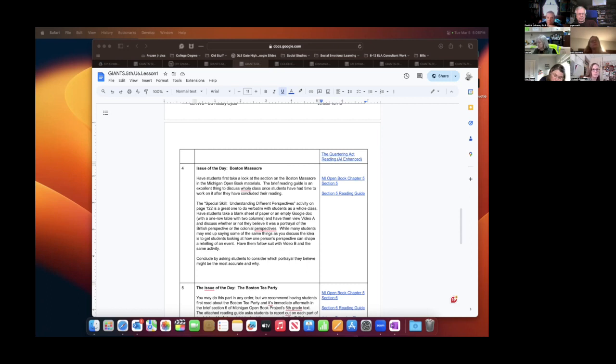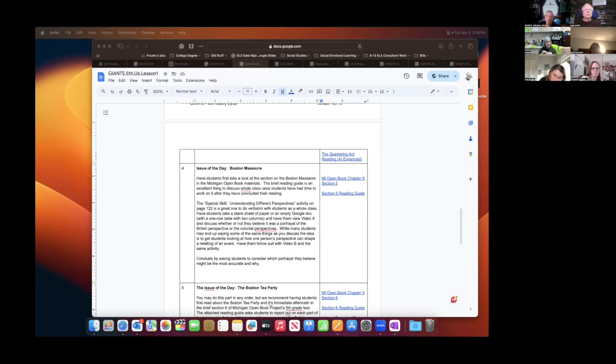Many students may end up saying some of the same things as you discuss, but the idea is to get students looking at how one person's perspective can shape a retelling of an event. Then turn over and do video B and do that same activity, and then conclude by asking students to consider which portrayal of these events they believe to be the most accurate and why.